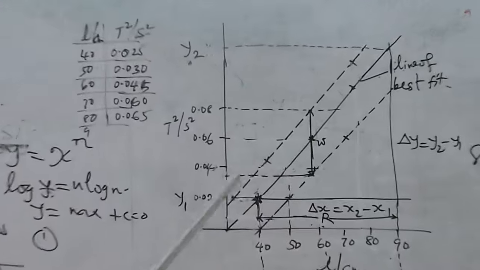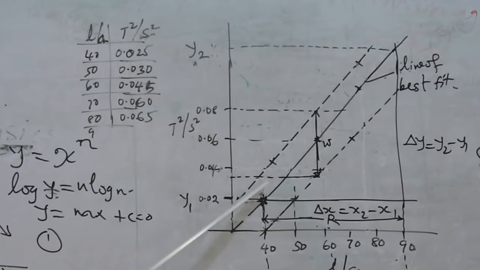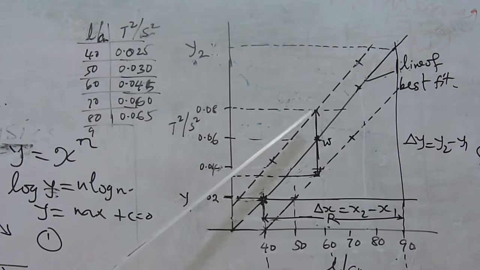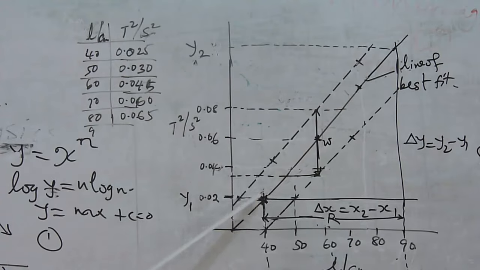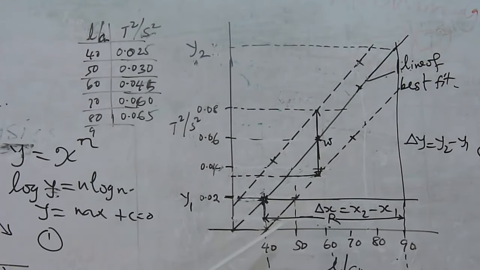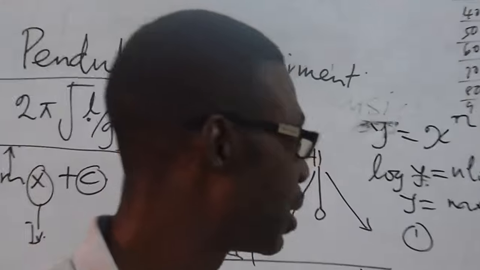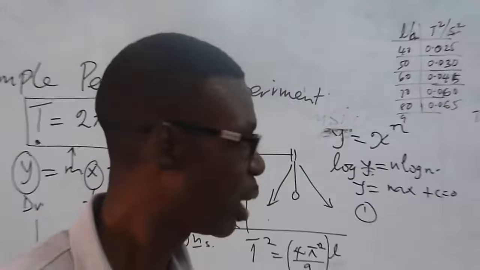You will discover that one line is passing through the points on this side, parallel to the line of best fit, while the other is passing parallel to the line of best fit on the other side and across those points. These are what we call error lines, and we use the error lines to determine the error in our slope. How do we do that?